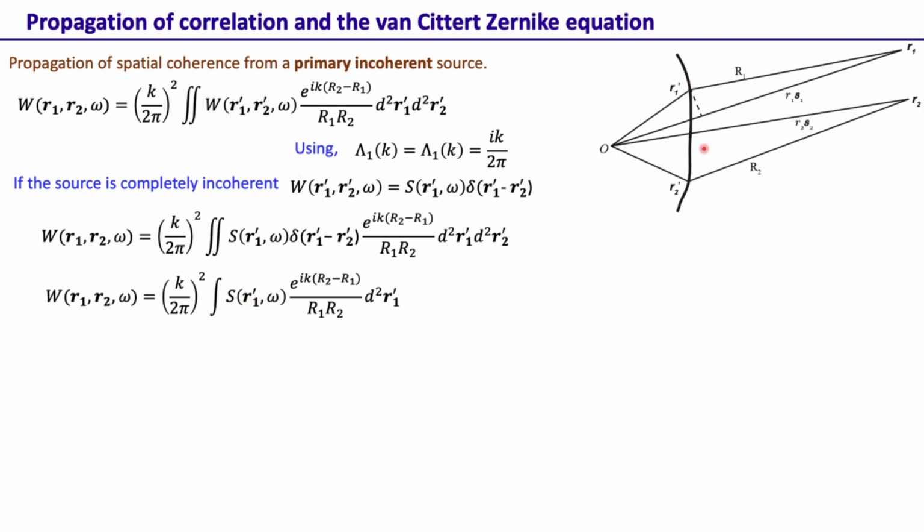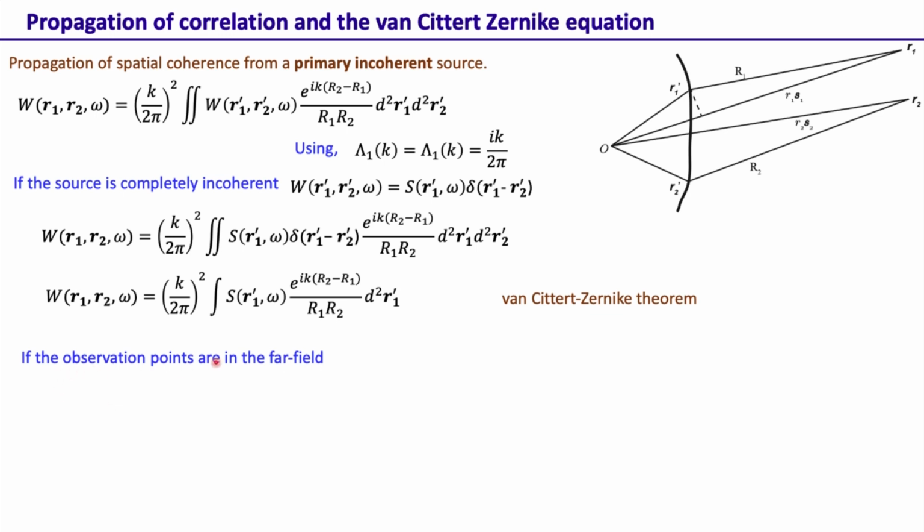Here it was the cross spectral density at the source, but now for completely incoherent sources, this is the form of the equation that we have, and this is called the van Cittert-Zernike theorem. So this says that for a completely incoherent source, the spectral density of the source decides what the cross spectral density function of the field will be at some faraway point.